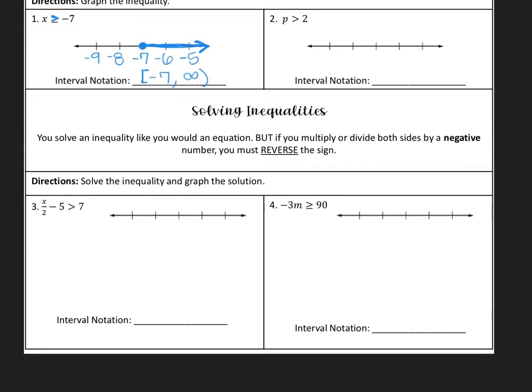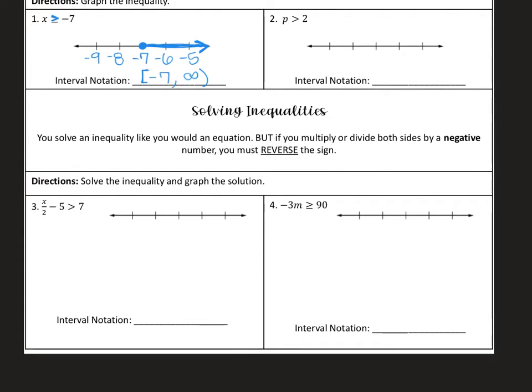All right, now to solve inequalities. So you solve an inequality just like you would an equation. But if at some point in solving that inequality you have to multiply or divide both sides of the inequality by a negative number, you must reverse the sign. So if it's a less than sign, it becomes a greater than sign. If it's a greater than or equal to sign, it becomes a less than or equal to sign, and so forth. So let's try this first equation here.